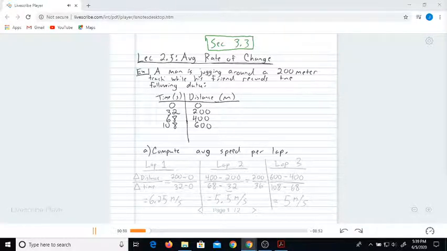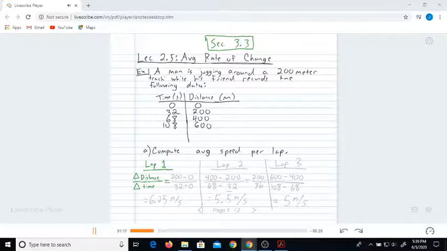Suppose you got a man jogging around a 200-meter track with his friend. His friend records the following lap times. Compute average speed per lap. So let's start with lap 1. In lap 1, speed is change in distance, and that little triangle means change in distance, divided by change in time. We compute that change with subtraction.